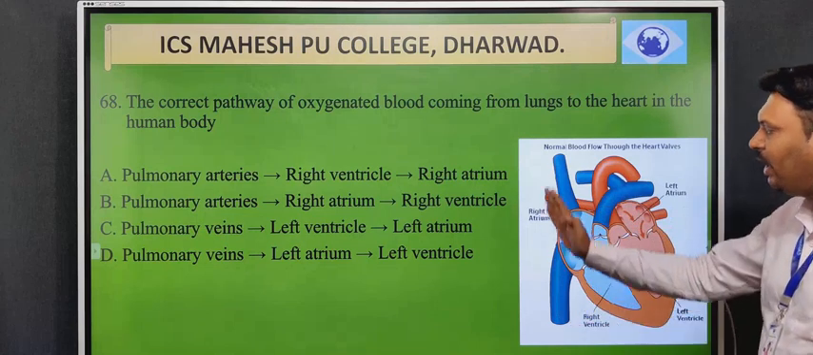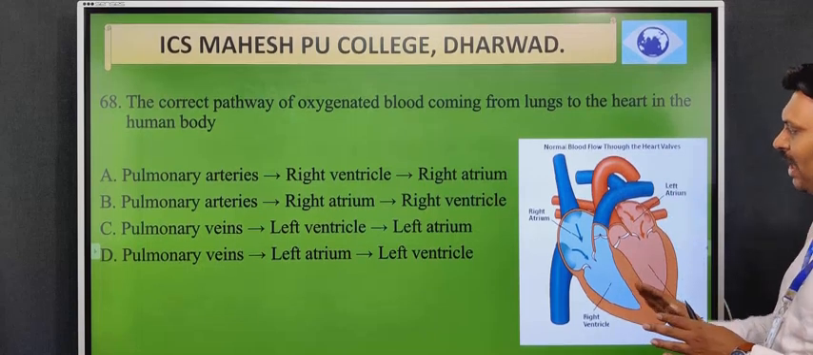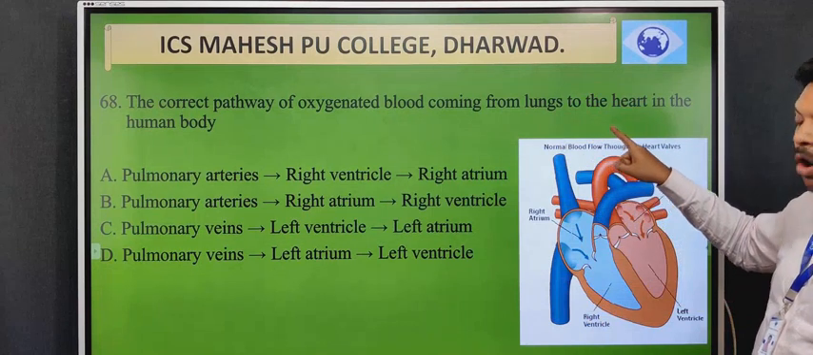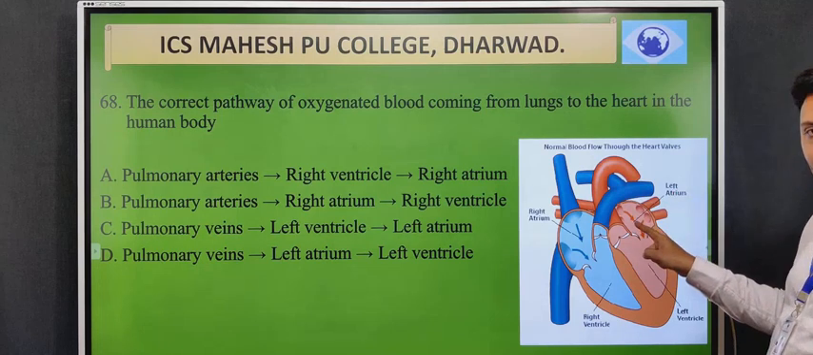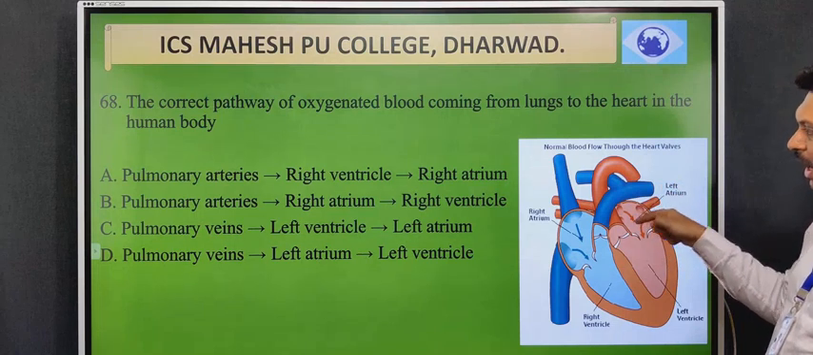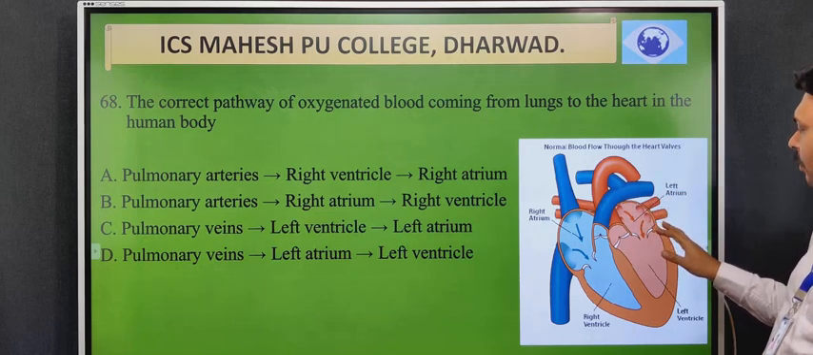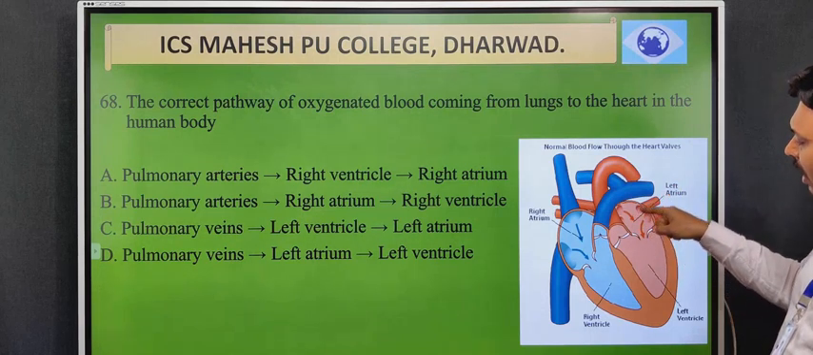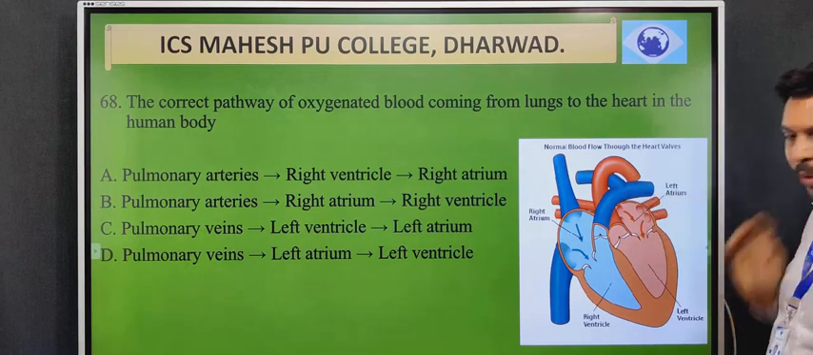From the right ventricle it goes to the lungs, and inside the lungs this blood gets oxygenated and comes back to the heart at the left atrium. It enters the left atrium through the pulmonary veins, and from the pulmonary veins it enters the left atrium. From there, from that chamber, it enters the left ventricle.